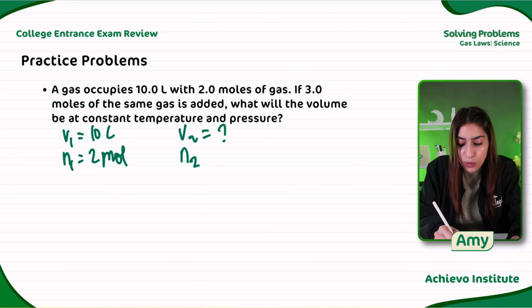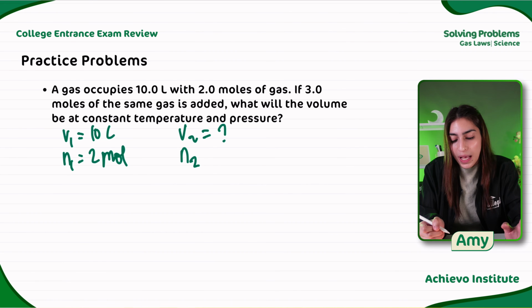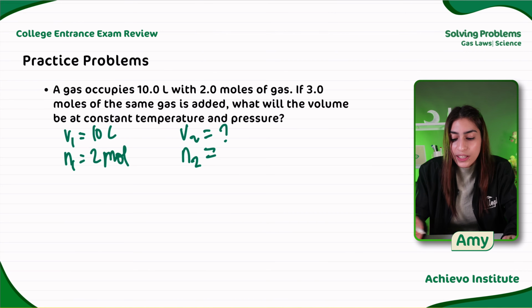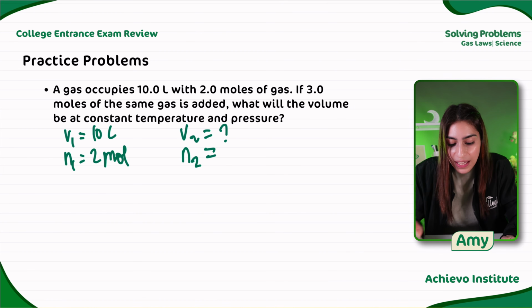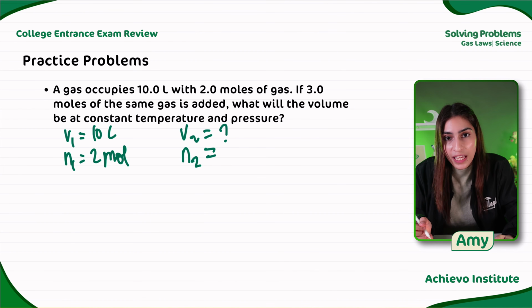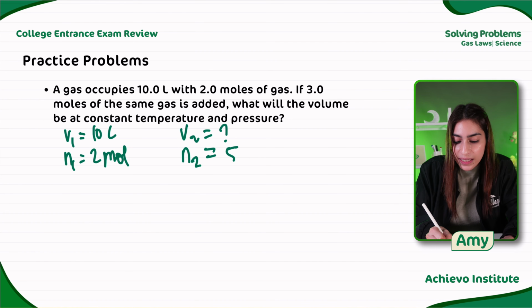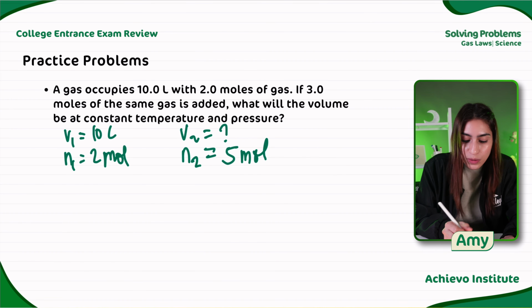Now, ano ba yung N2 natin, or our second amount of moles of gas? Dito, take note that sabi niya, 3 moles were added. Hindi 3 moles yung N2 mo. It's 3 plus 2 because you add 3 to the initial amount of gas, and that gives us 5 moles. So let's just plug and play.